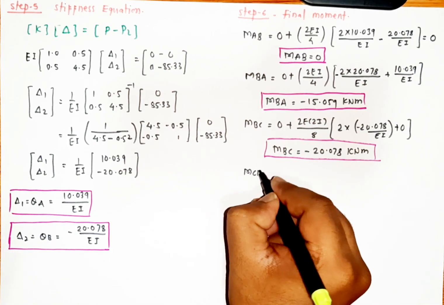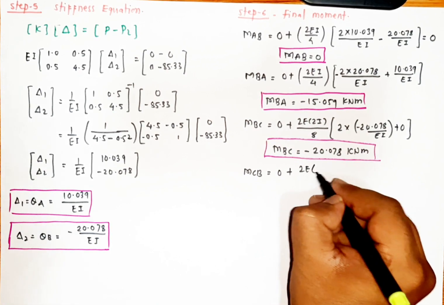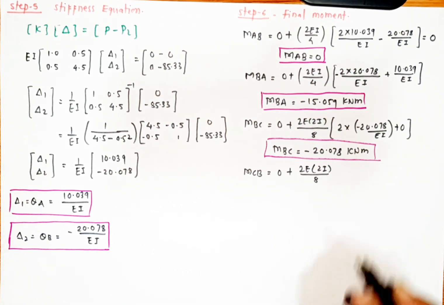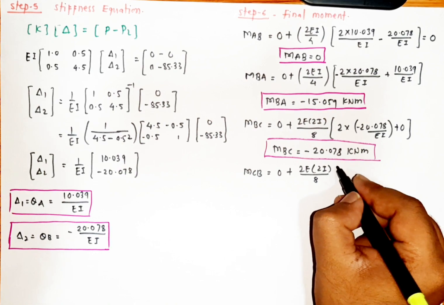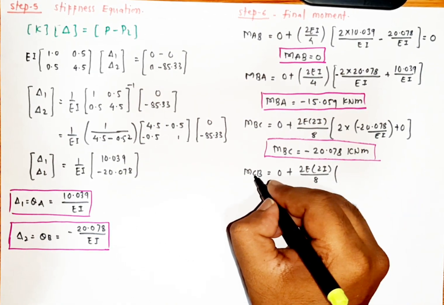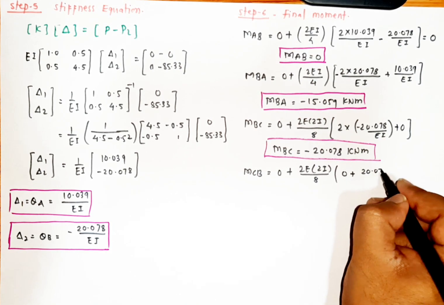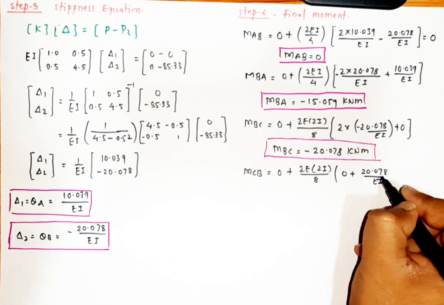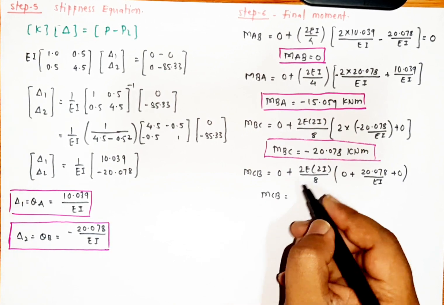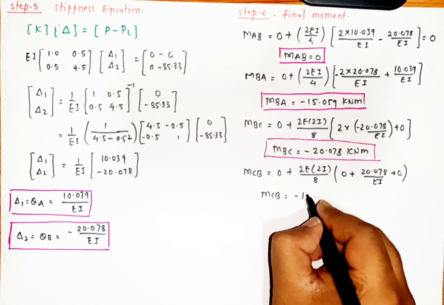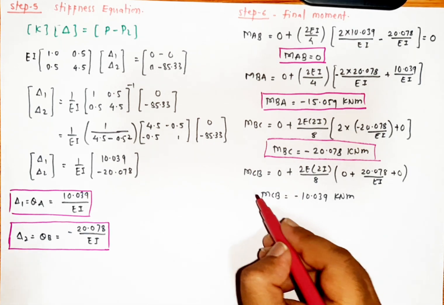Now next is MCB. For MCB also the fixed end moment is 0. It will be twice E, I is 2I divided by L is 8. Now next to this we want to calculate the value for C, twice theta C is 0, plus it will be only minus 20.078 divided by EI plus 0. Therefore MCB is equal to minus 10.039 kilonewton meter. After this calculation we will get this answer.